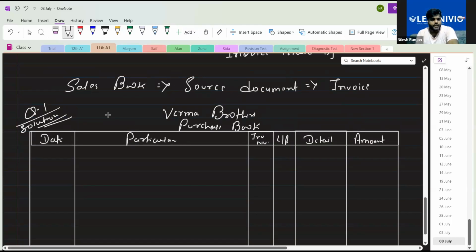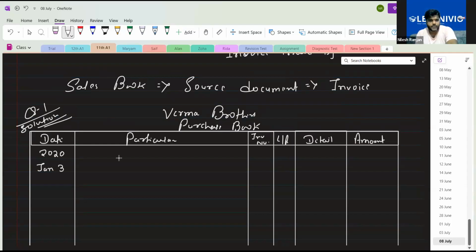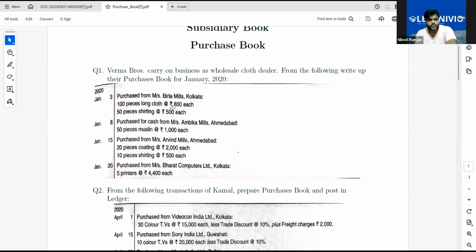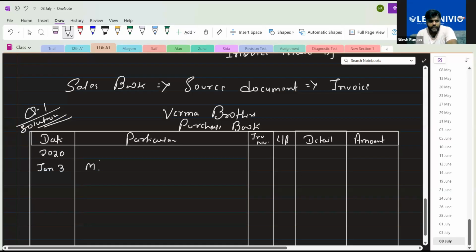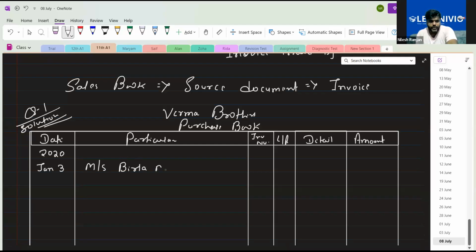So the first transaction is on 2020, January 3. Purchase from Messrs. Birla Mills. We will write here the name of the company, Messrs. Birla Mills, Kolkata.